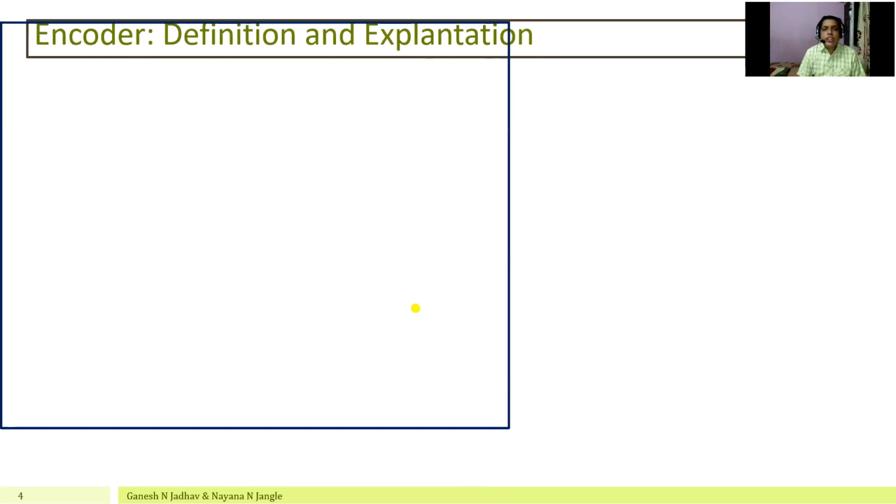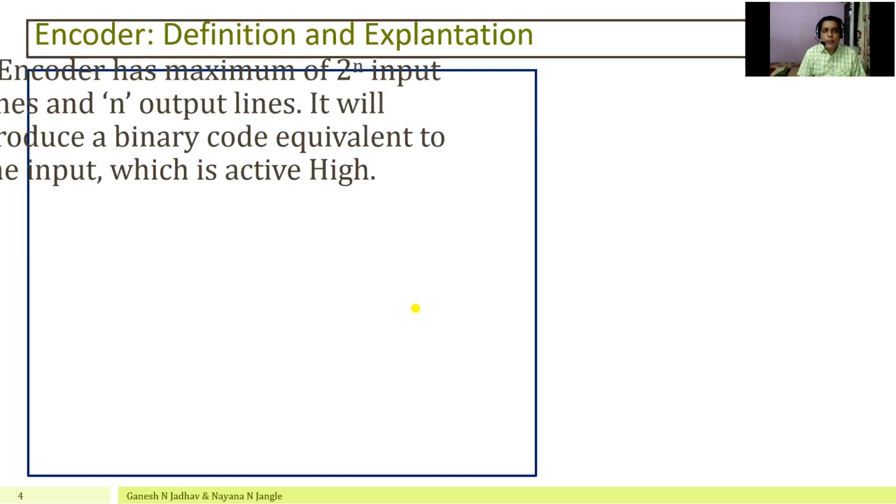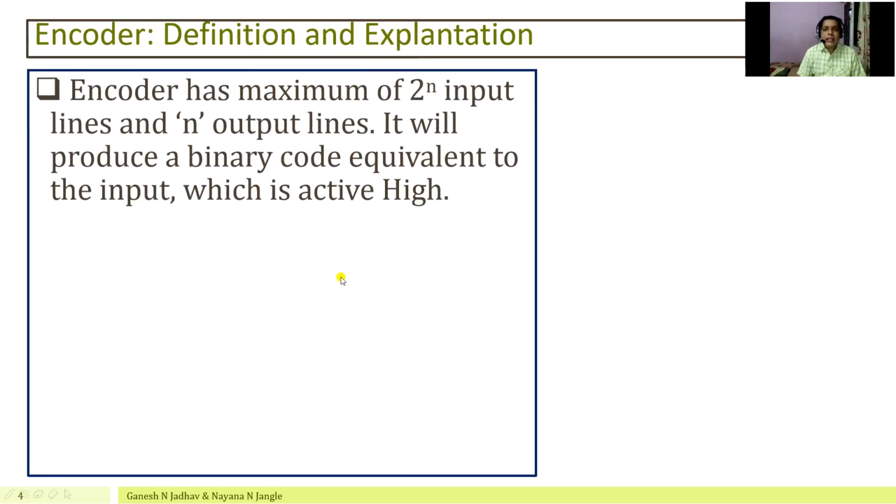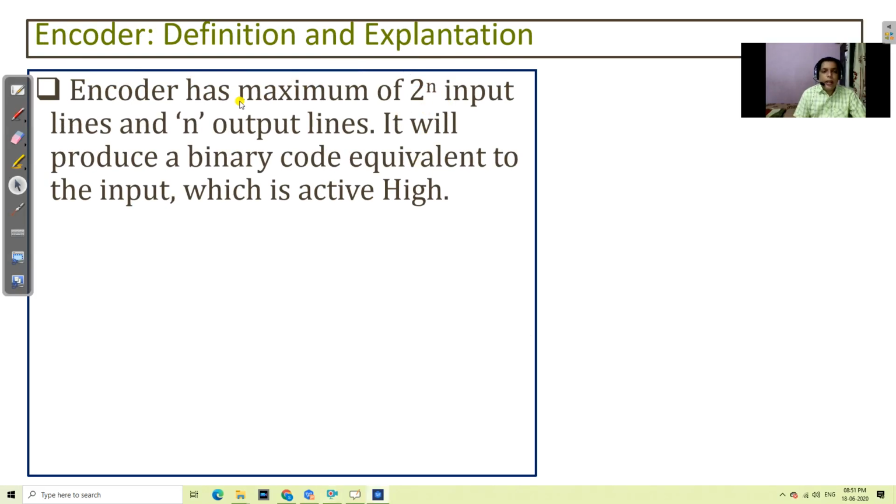So let's see the definition and explanation of the encoder. The encoder has a maximum of 2 raised to n inputs, where n is the number of output lines. It will produce a binary code. So this is a very important word. The output is the binary code equivalent to the input which is actively high. When the input is active high, it produces its equivalent binary code.